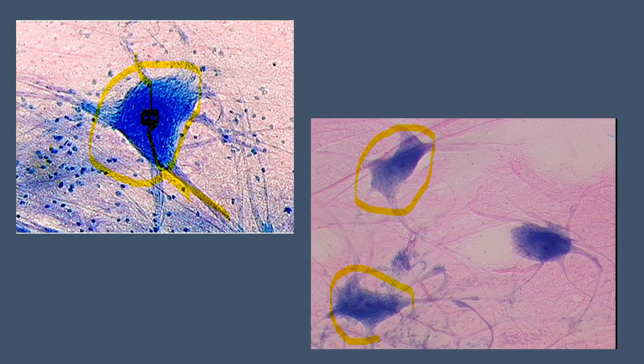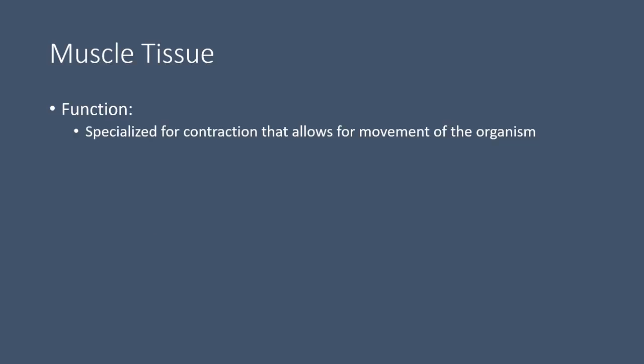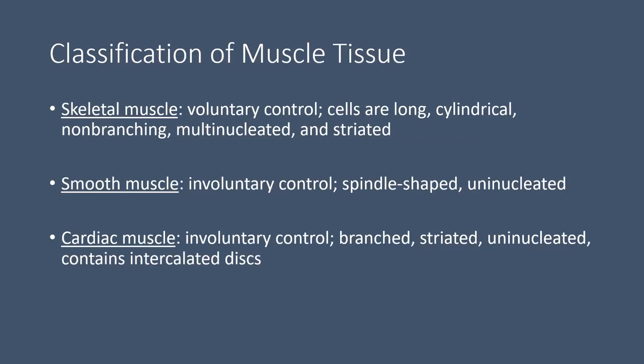Here is another one, and another one over here. For the muscle tissue, so you've had your epithelial, your connective, your nervous, and now the fourth type is the muscle tissue. Its function is to contract so that you allow movement of the organism. There are three different types of muscle tissue. You have your skeletal muscle, your smooth muscle, and your cardiac muscle.